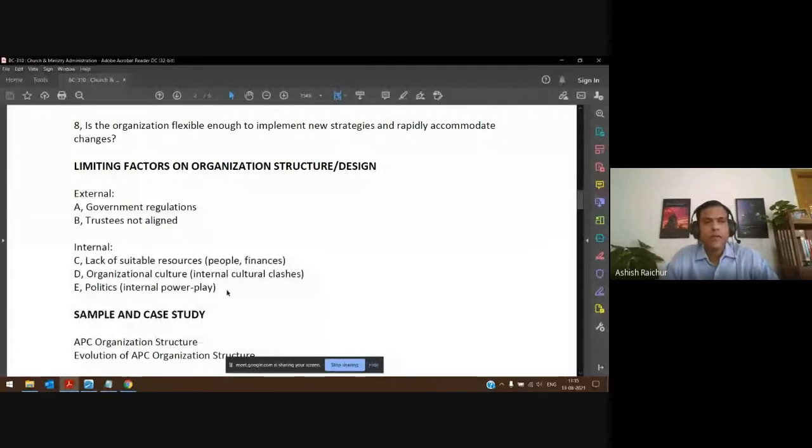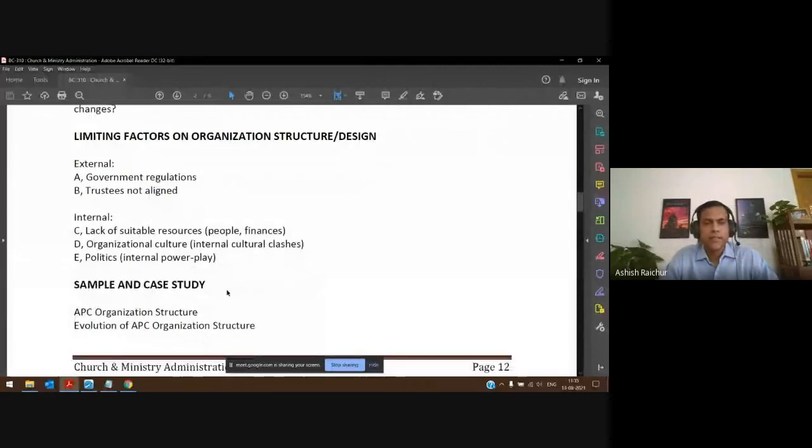Other internal things, like we said, may be that they're not the right people, or the finances and resources may not be there. There could be cultural clashes, or there could be internal politics. So these are the things that affect the organization and the structure we have. So we have to be careful.